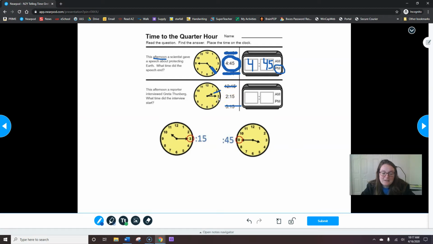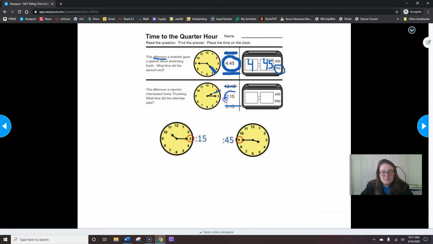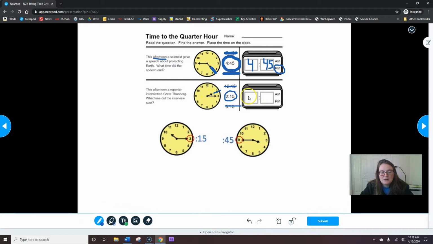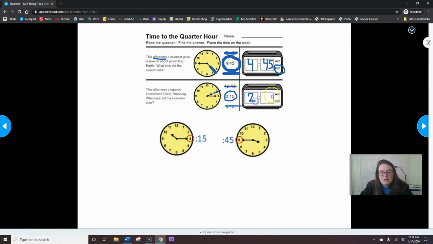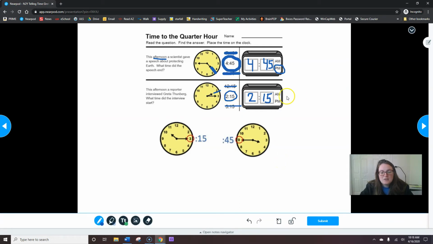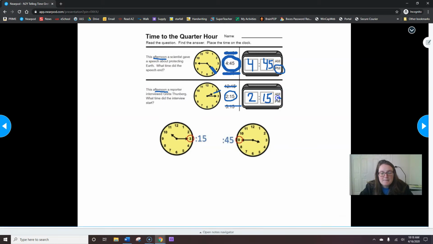I want to count by 5s. On the 1, 2, and 3. Can you help me? 5, 10, 15. So it shows 2:15. So we're going to write in or type in 2:15. Okay? 2:15. It also says afternoon for this. And when it's afternoon, we circle PM.